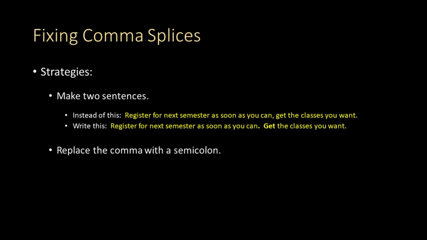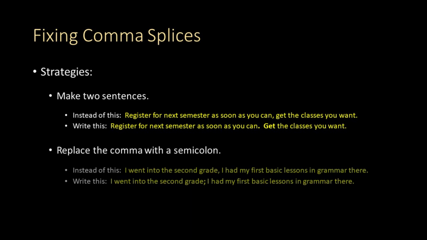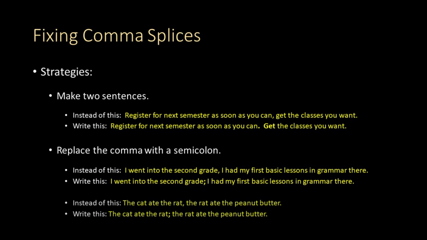Sometimes we can insert a semicolon in place of the comma. Instead of this, I went into the 2nd grade, I had my first basic lessons in grammar there, we can write this: I went into the 2nd grade, semicolon, I had my first basic lessons in grammar there. And instead of this, the cat ate the rat, comma, the rat ate the peanut butter, we can write this: the cat ate the rat, semicolon, the rat ate the peanut butter. Before choosing the semicolon, be sure that the two independent clauses you are putting it between are parallel in structure, share the same subject, or in some other way are appropriate to be so joined.